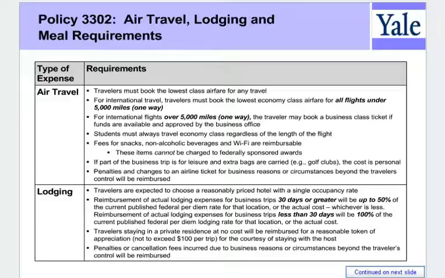Regarding lodging, please note that based on IRS regulations, a traveler who is visiting in a city, town, or state for more than 30 days is considered a resident of the state, and reimbursement rules change. In this case, one would only be eligible to receive up to 50% of the current published federal per diem rate for the location or the actual cost, whichever is less.